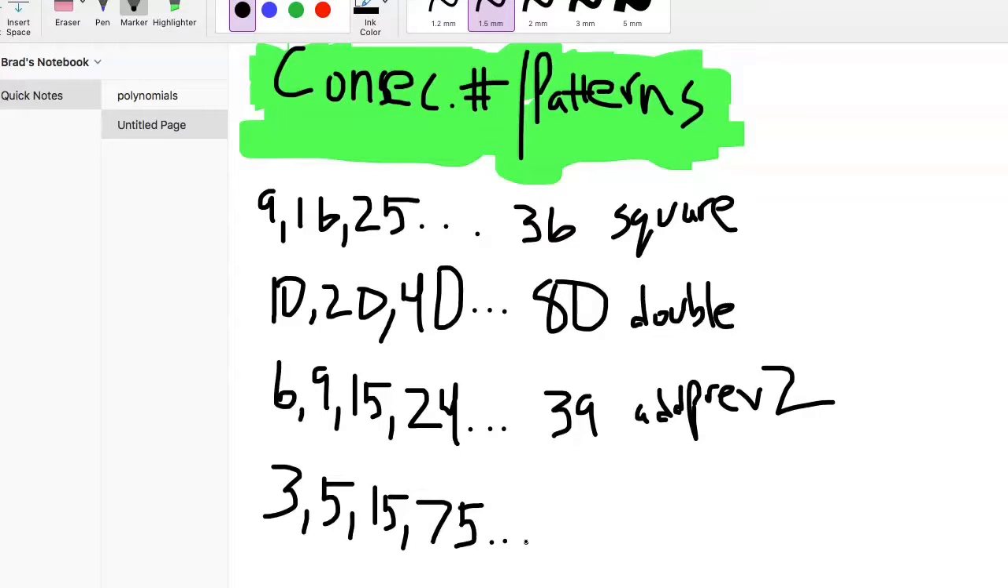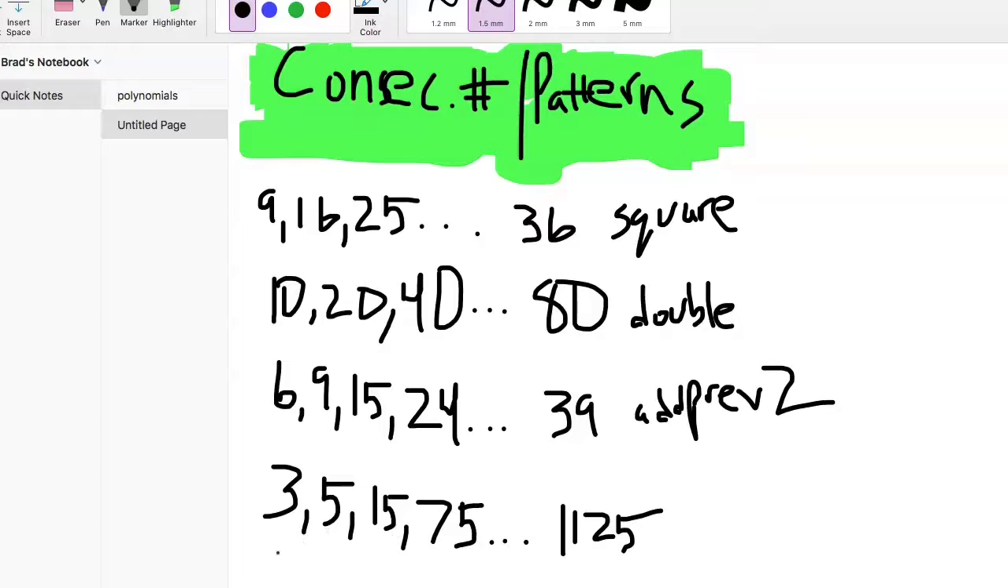It's none of the previous three options. So you remember on the previous one, we added the previous two. Well on this one, they're multiplying the previous two, right? So 3 times 5 is 15. 15 times 5 is 75. And then 75 times 15 is actually 1,125. And we'll do one more.